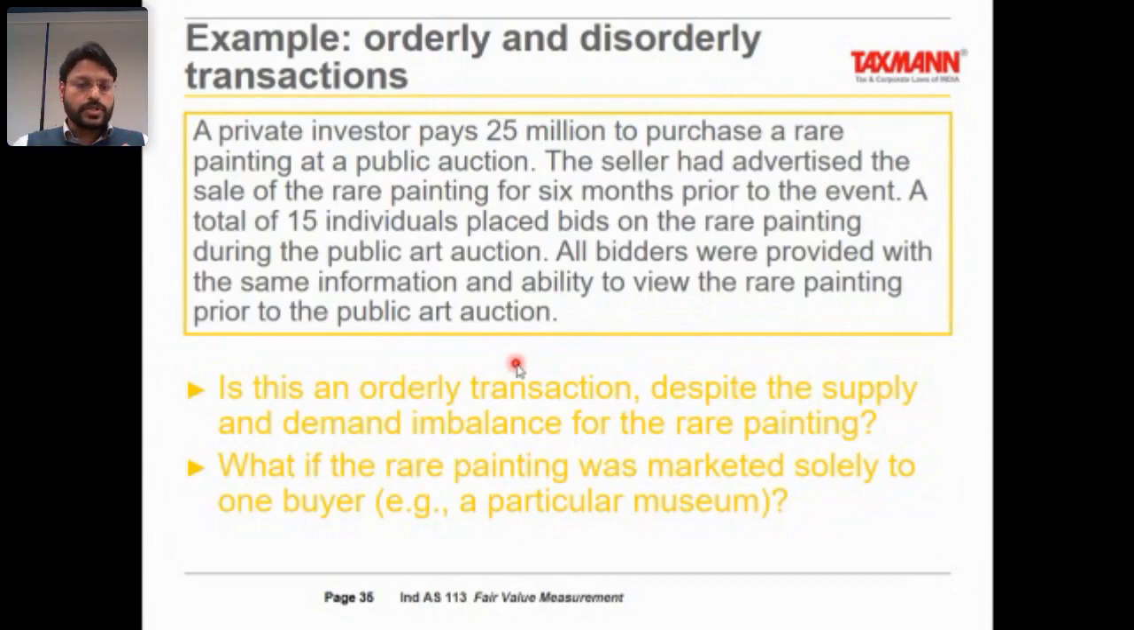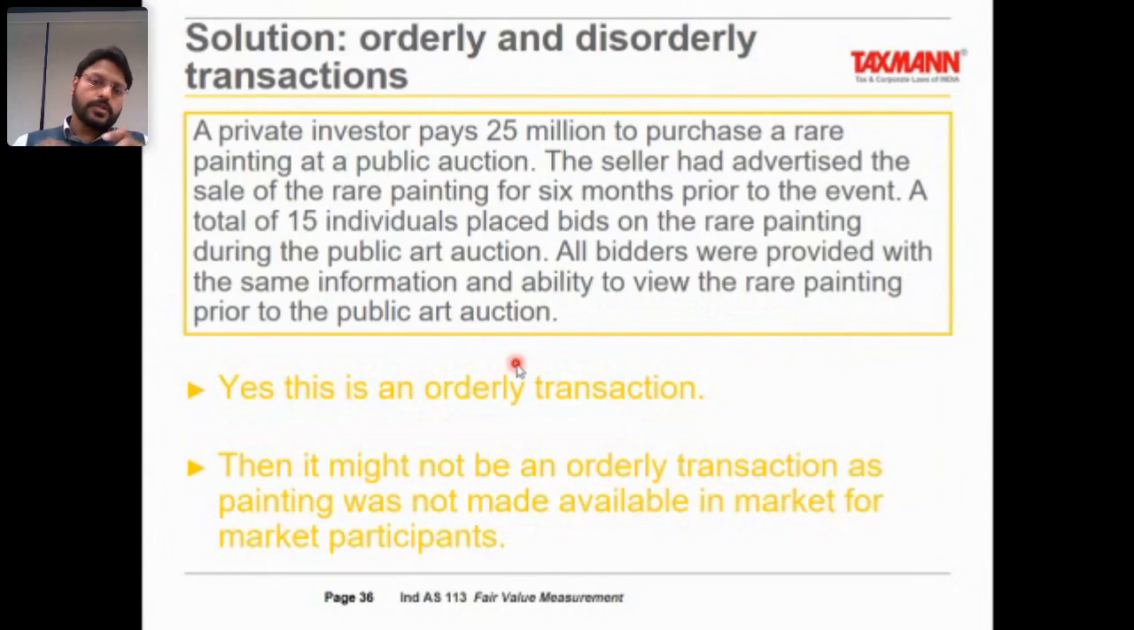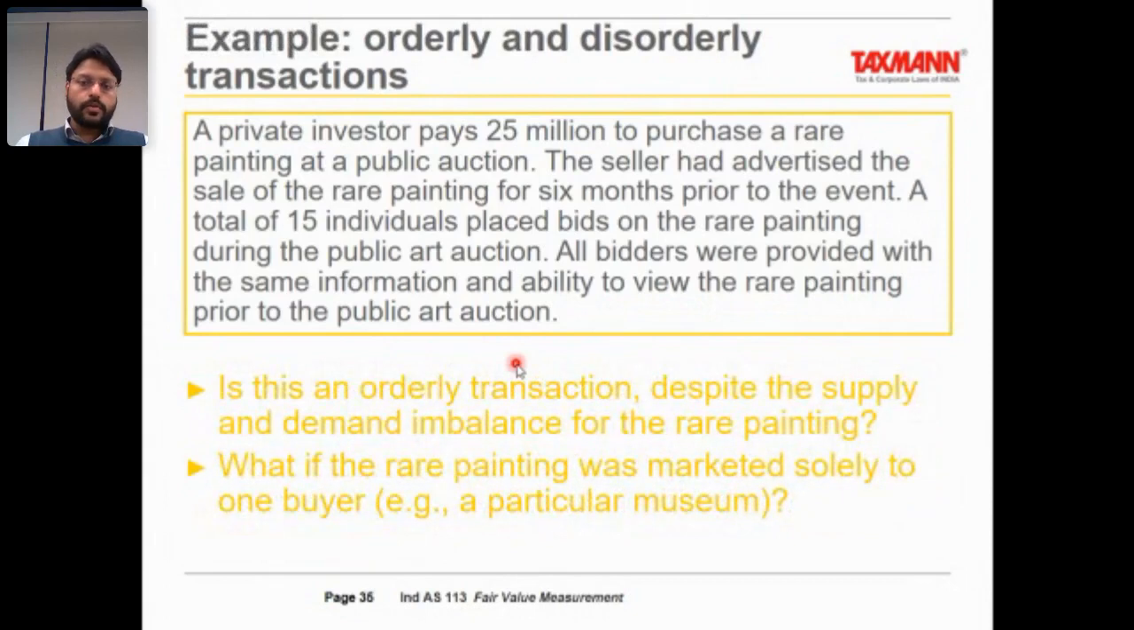This is the first question. What if the rare painting was marketed solely to one buyer, that is, a particular museum? This is the second question. So what do you think, participants? Is this an orderly transaction or not? Just say yes or no. So the answer is yes. This is an orderly transaction because equal information and equal opportunities were provided to all the individuals who were interested in the painting.